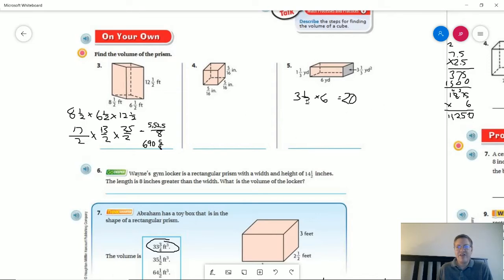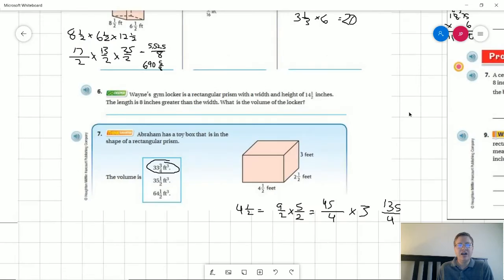Number 5, 3 1/3 times 6 gives us 20. And again, we have this arrow that shows that we are working with an area here. So 3 1/3 yards squared times 6 would give us 20 cubic yards.